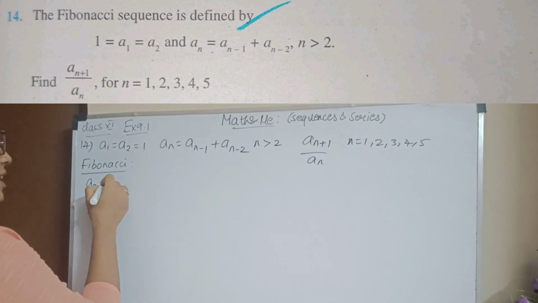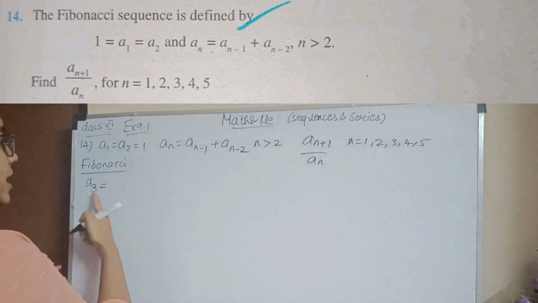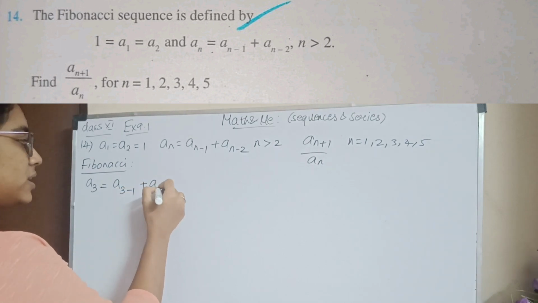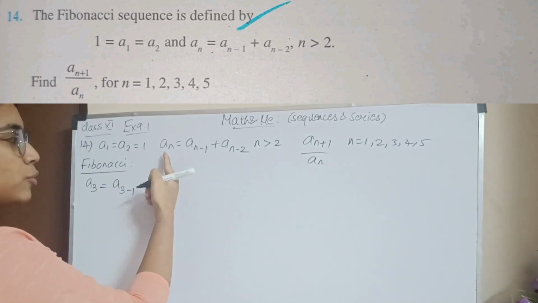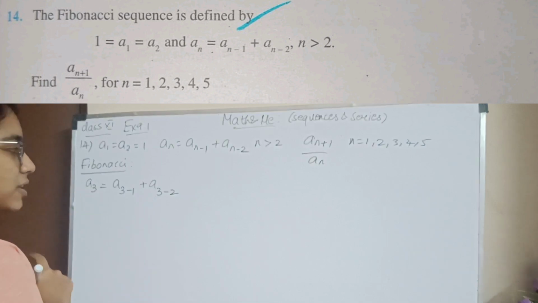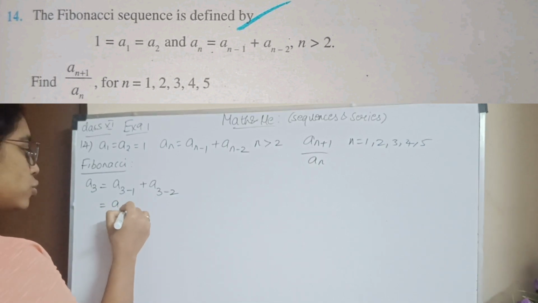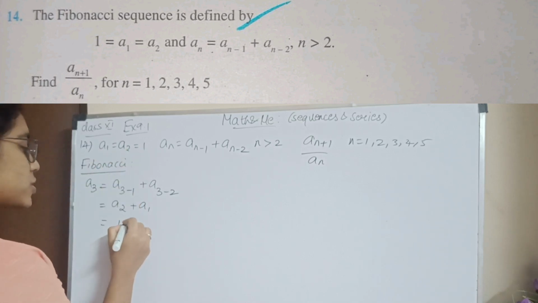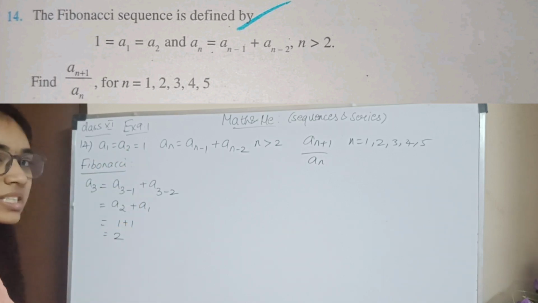So I need A3, which means what is the relation? A3 is A(3 minus 1) plus A(3 minus 2). Wherever I have n, I'm going to substitute with the value of n, which is 3 in the first case. So I'll have A2 plus A1, and I am already given the values. So it is 1 plus 1, which is 2. So this is my A3.